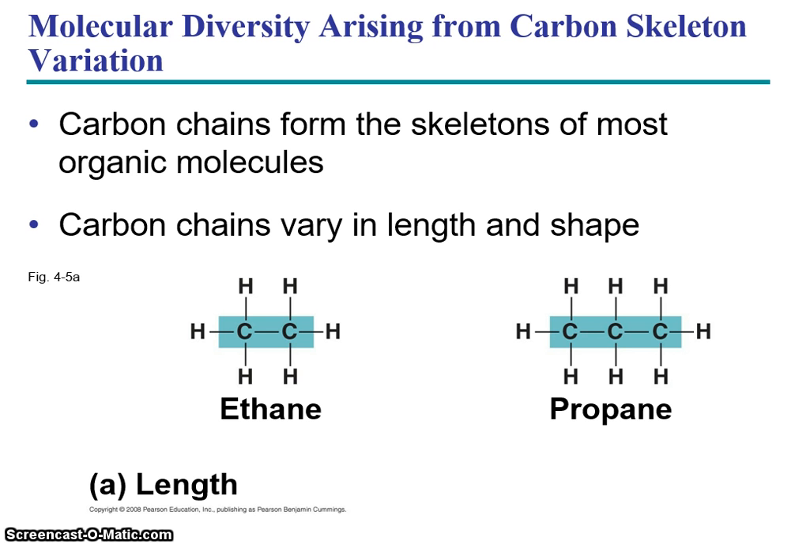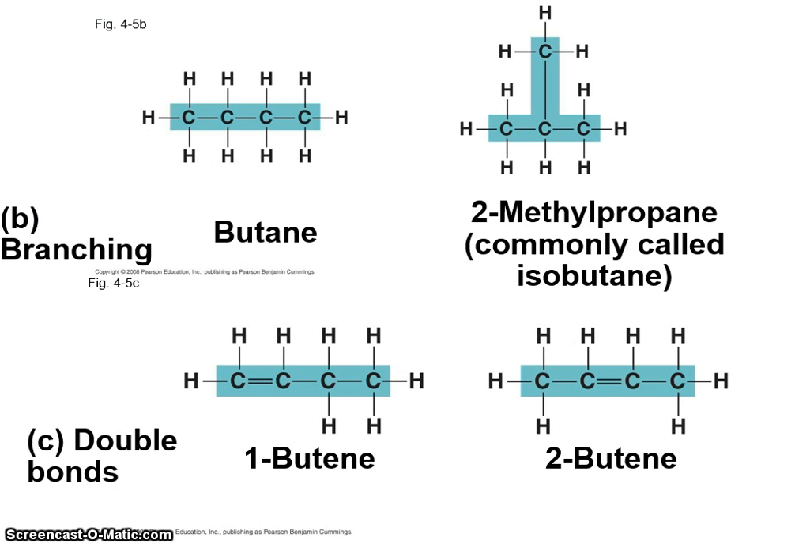In addition to length, carbon also has diversity because the carbons don't necessarily have to go in a straight line like they do here in butane. Instead, they can branch. So we don't have this nice straight line, we have this branching structure. We call this isobutane.